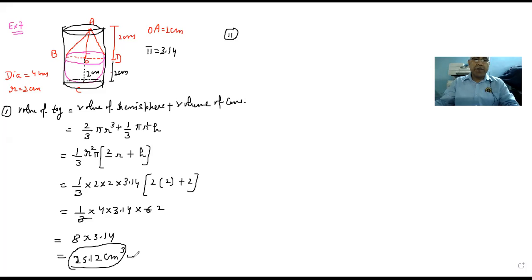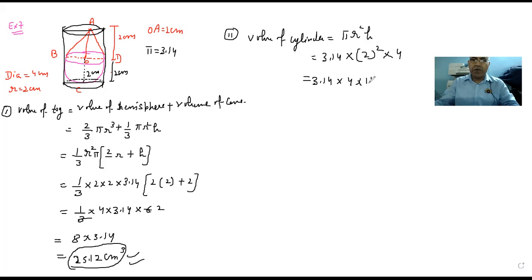The volume of the toy you already have. Now find the volume of the cylinder. This is pi r square h. Pi is 3.14, radius is 2, same as that of the cone. So 2 square. Height of the cylinder is from top to bottom, so 2 plus 2, this is 4. So this is equal to 3.14 into 4 into 4, 16 into 3.14 centimeter cube.